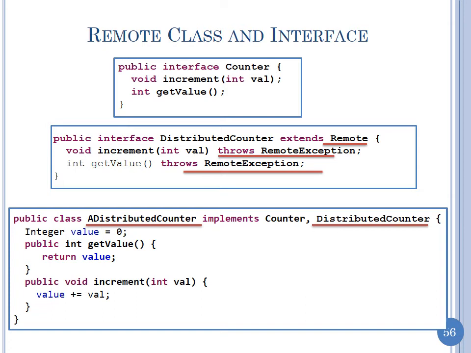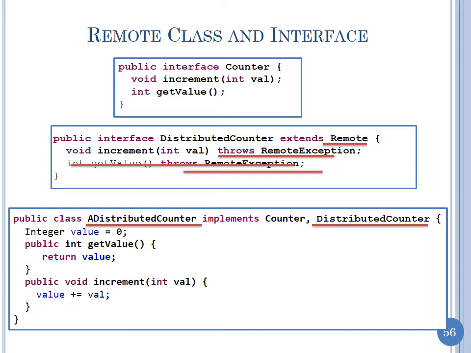My distributed counter now implements both counter and distributed counter, and so all the methods in distributed counter can now be invoked remotely. Basically both methods, get value and increment, can be executed remotely. And we saw that it's possible for the class header methods to throw fewer exceptions than the interface header methods. We saw why last time.